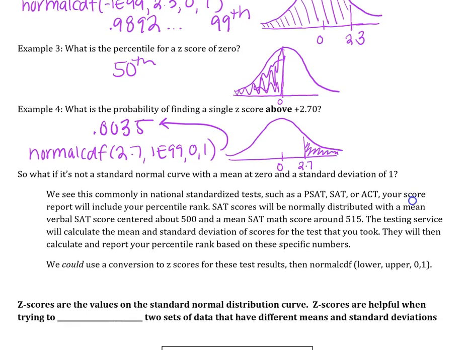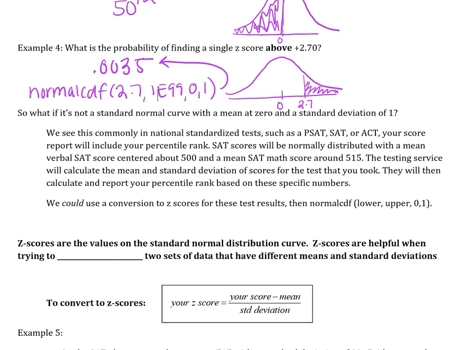Okay. So what if it's not a standard normal curve with a mean at 0 and a standard deviation of 1? We see this commonly in national standardized tests such as the PSAT, SAT, or ACT. Your score report will include your percentile rank, and SAT scores will be normally distributed with a mean verbal SAT score centered at about 500 and mean SAT math score around 515. The testing service will calculate the mean and standard deviations of the scores of the test that you took. They will then calculate and report your percentile rank based on those specific numbers.